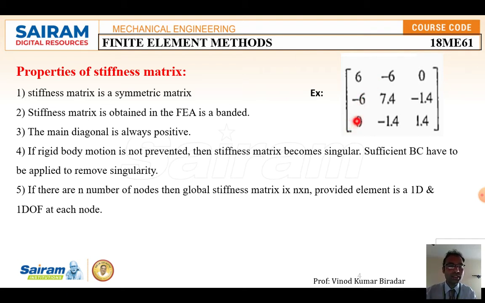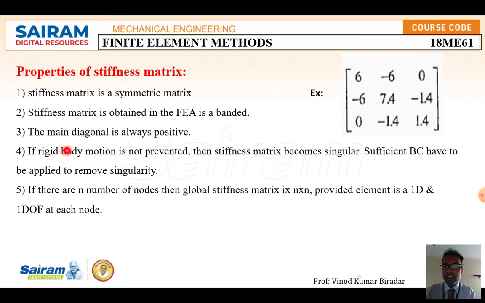If it is not so, then you do the problem again, because something was done wrong. Suppose it is minus 6 here and this is 7, then it is wrong. The global stiffness matrix is wrong. So these two conditions should be satisfied. And also third, the main diagonals are always positive.